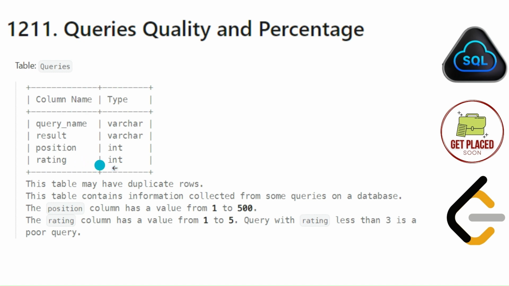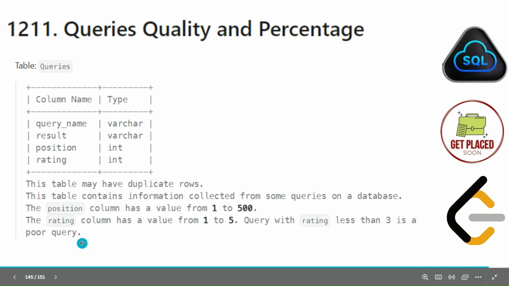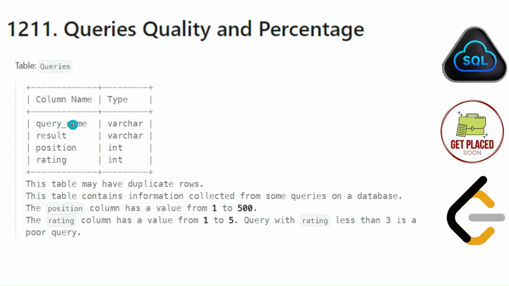Now you have to keep in mind this table might have duplicate rows. And the second thing is it contains information collected from some queries on the database. The position column is a numeric value. The range of that numeric value is 1 to 500 and the rating is also given. The range of the rating is 1 to 5 and a rating less than 3 is considered a poor query. So if any query has a rating less than 3, it is considered a poor query.